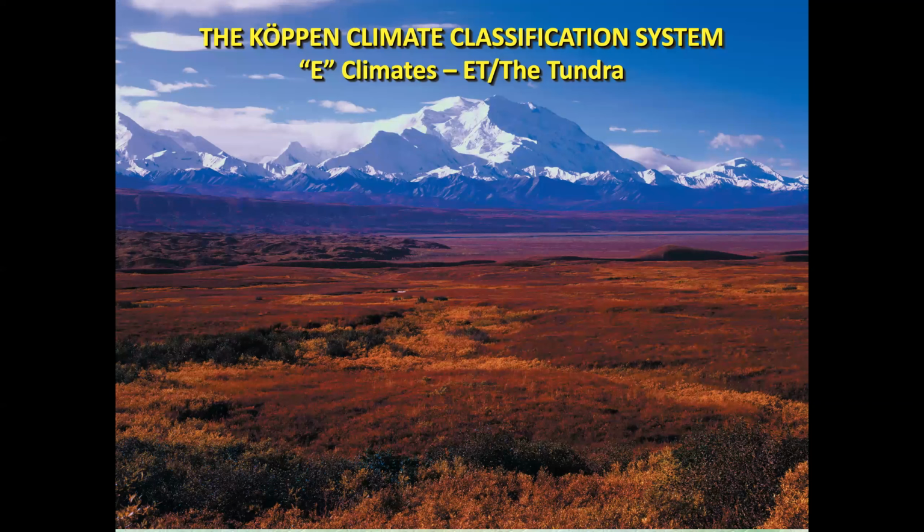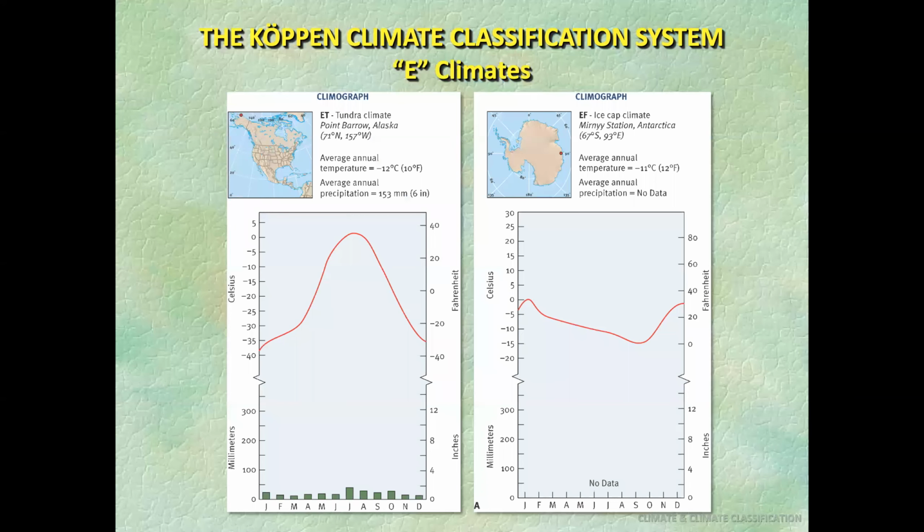It's too cold underground. There's permanent frost. Therefore, trees cannot establish themselves. So the only vegetation is basically mosses, shrubs, some lichens, that kind of stuff. But it's too cold underneath for a tree to get a root structure going. There's your E climate, again, tundra or ice cap.